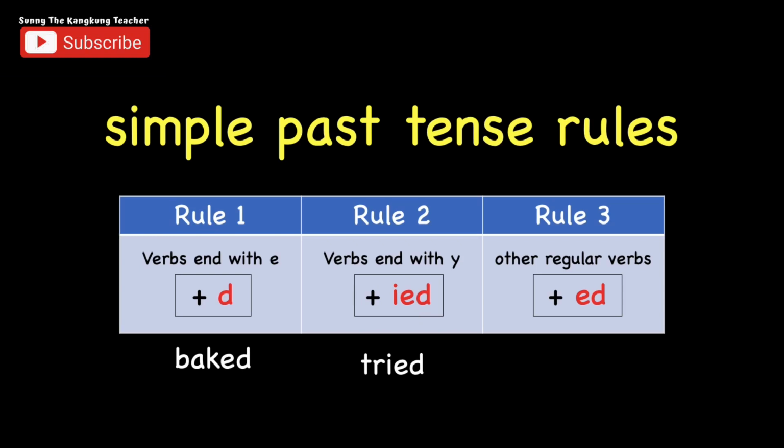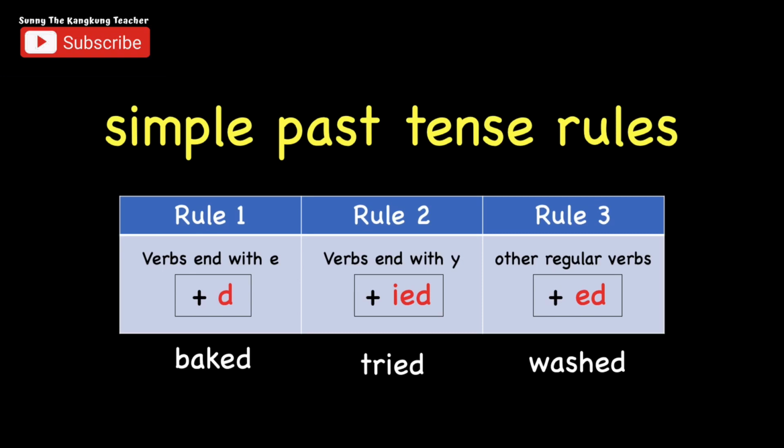If the word cannot follow rule number 1 or rule number 2, we move on to rule number 3, which is simply just add ED. For example, the word washed. However, there are always exceptions in the rules. Please be careful.